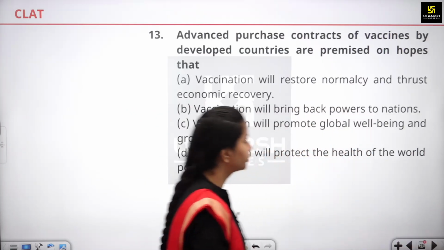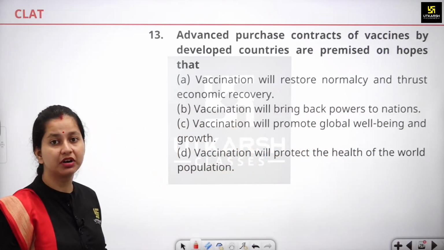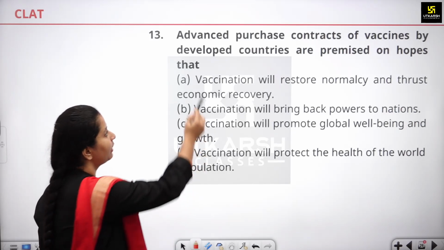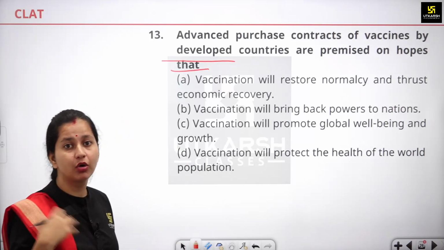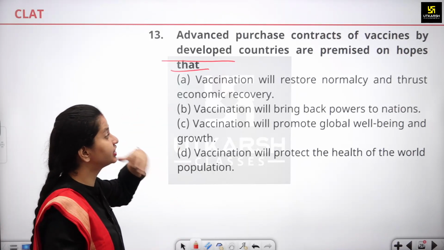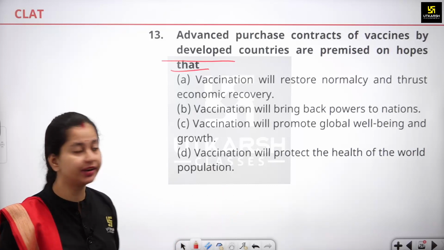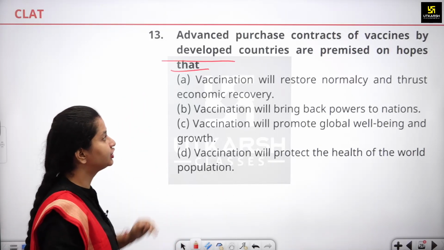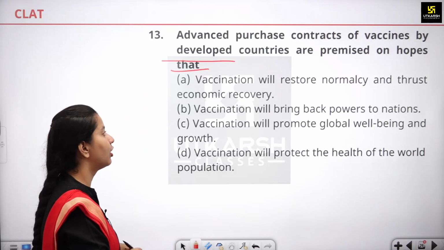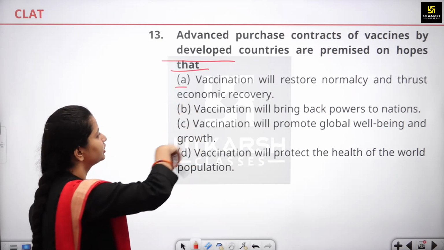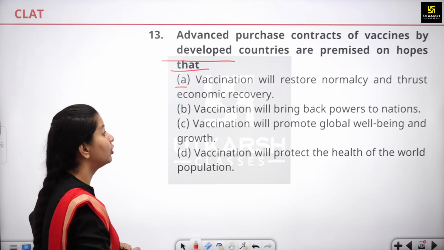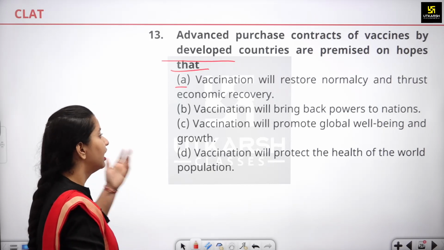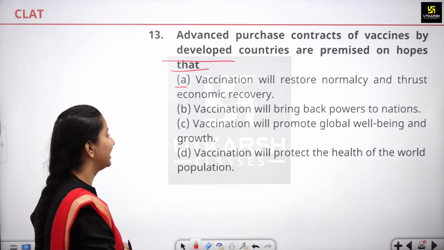Next question that is there, advanced purchase contracts of vaccine by developed countries are premised on hopes that, it means are based on the hopes that, कि एडवांस परचेसेस क्यों करे थे कंट्रीज ने, एडवांस कंट्रीज में. Option A, vaccination will restore normalcy and thrust economic recovery could be the answer. Option B, bring back power to the nation. Option C, vaccination would promote global well-being and growth. Vaccination will protect the health of the world.